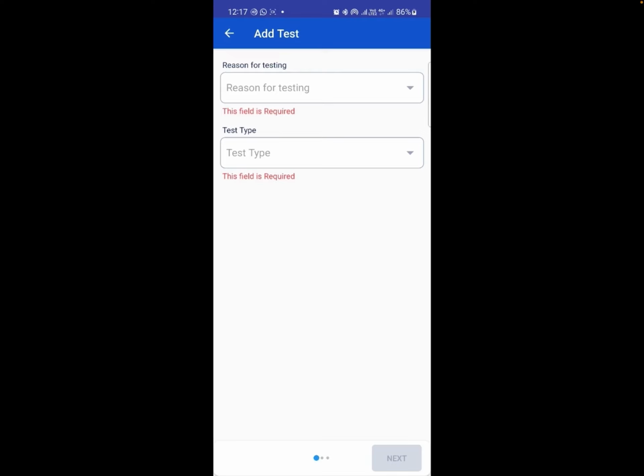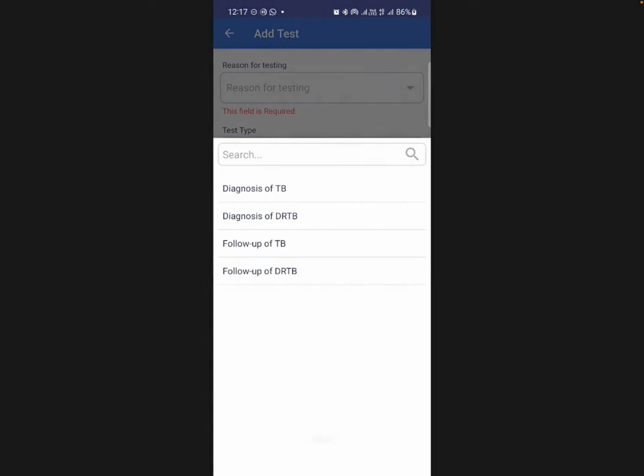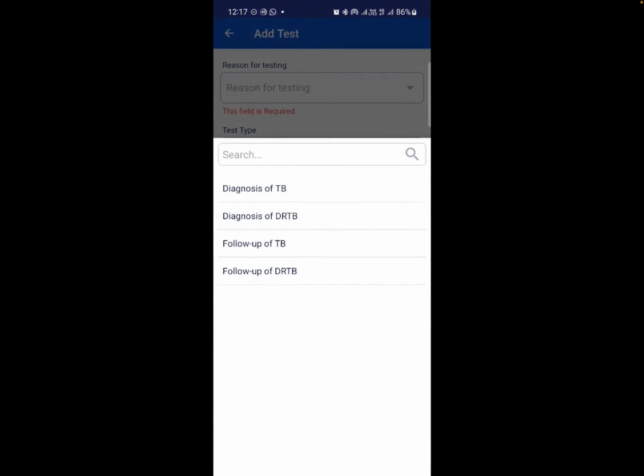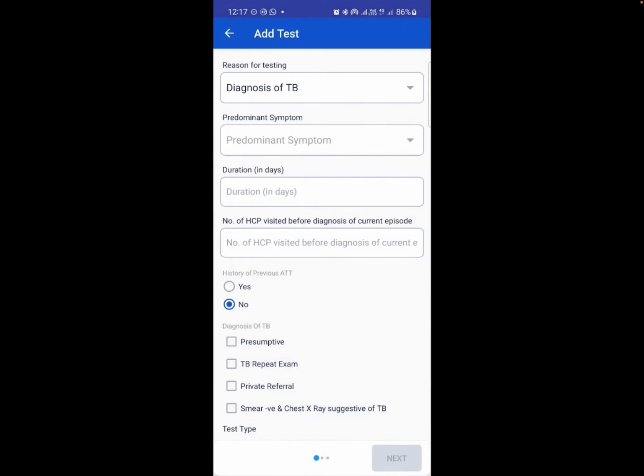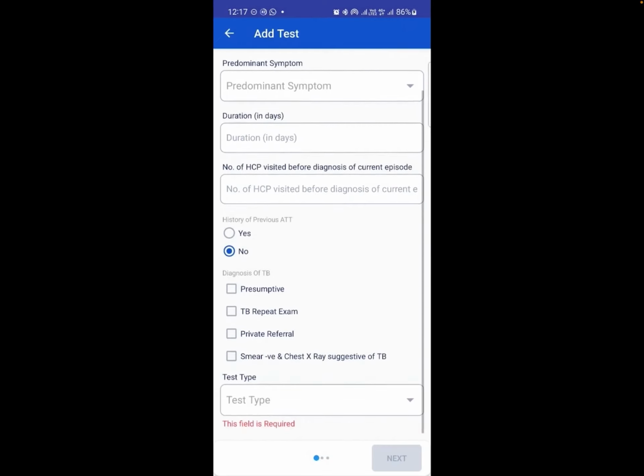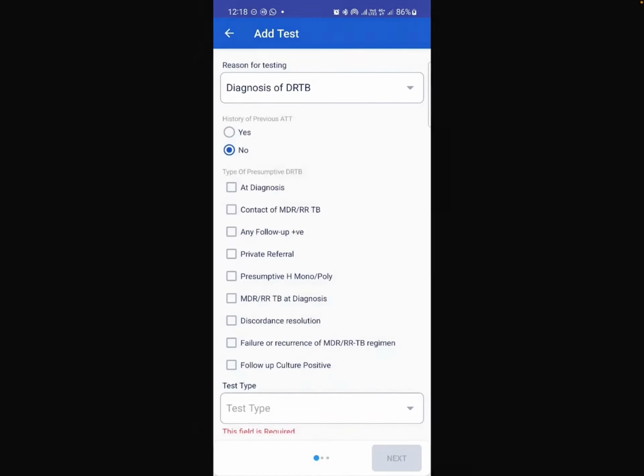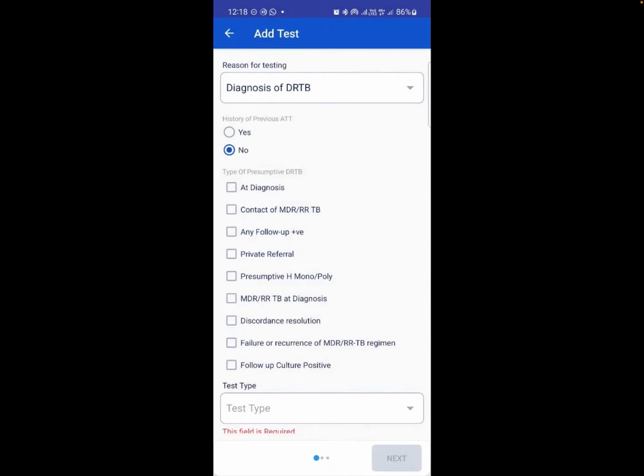Here we will be asked about a reason for testing, that is presumptive TB and so on, and test type. Reason for testing: diagnosis of TB or diagnosis of DRTB, follow-up of TB or follow-up of DRTB. In this scenario, we chose diagnosis of TB. Then predominant symptoms you can select as per what is written in the request form, and whichever criteria it fits: at diagnosis, private referral, contacts, or presumptive H monopoly. All that you can enter here.